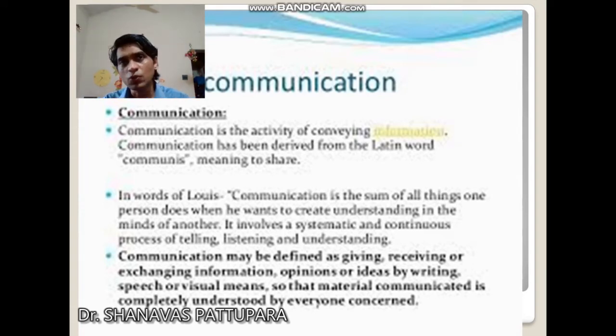That means communication involves a systematic and continuous process of telling, listening, and understanding. These three things are there in communication. So we can say that communication is defined as giving, receiving, or exchanging information. It can be giving information to someone, receiving information from someone, or just exchanging information with one another. That can be communication, or sometimes it can be just sharing of opinions and ideas by writing, speech, or visual means.